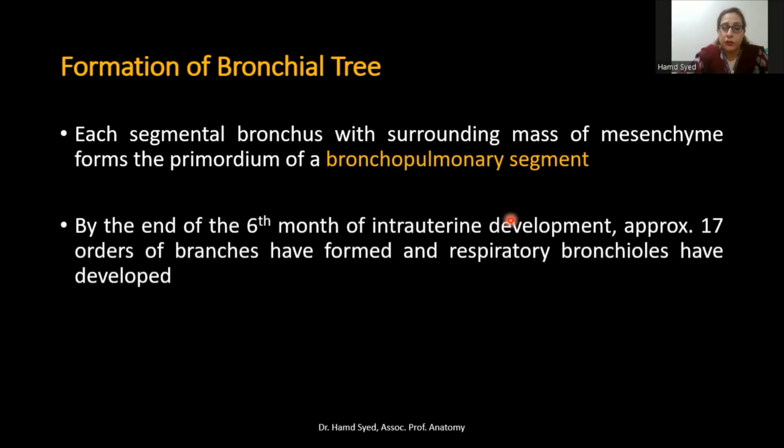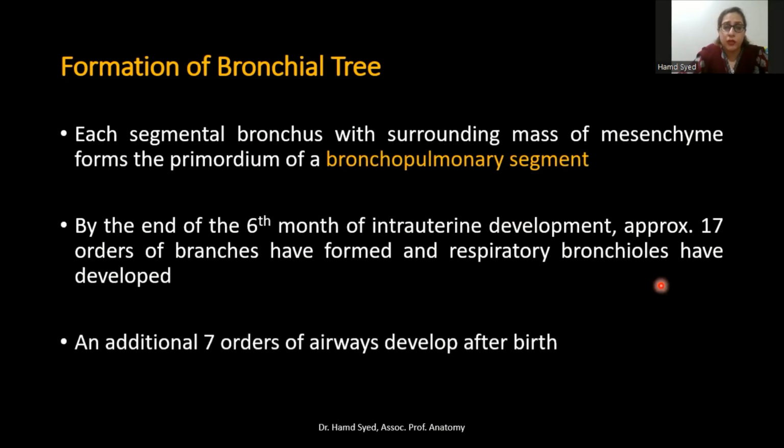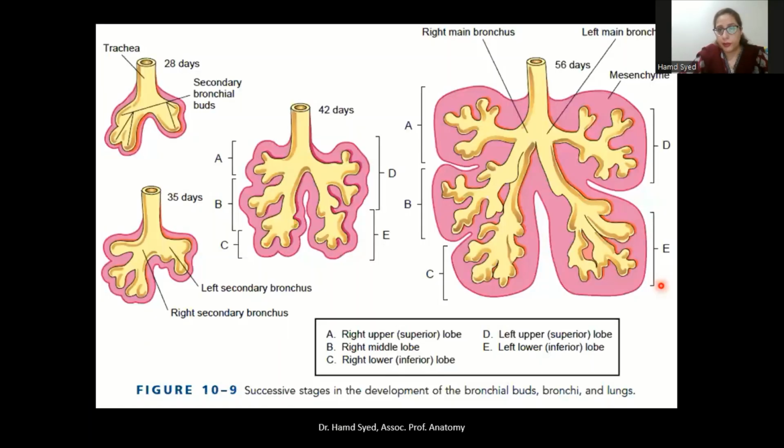Now, by the end of the 6th month of intrauterine life, remember, about 17 orders of branches have formed, and the respiratory bronchioles have also developed. An additional 7 orders of airways develop postnatally, meaning after birth. So here is the segmentation. This is the formation of the bronchial tree.